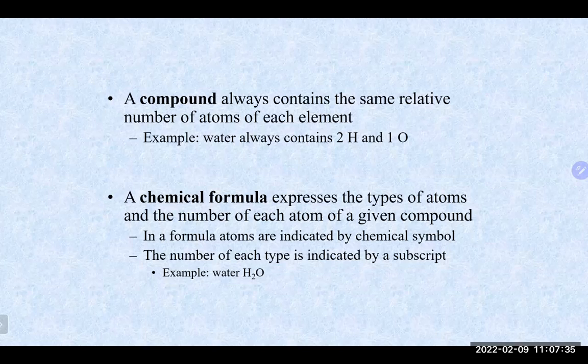But a compound, remember, always contains at least atoms of different elements that are together. So water is considered a compound, and is considered a molecule. But again, as we talked about earlier, it is not considered an element because obviously it's 2 different elements that have come together. When we write a chemical formula, it expresses the number of atoms that are present for each element. We use subscripts to do that.